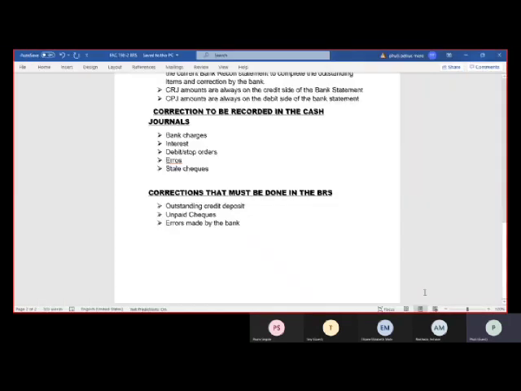You have corrections that must be done in the bank reconciliation statements, your standing credit deposit, your unpaid check, as well as the errors. The errors include what I've just mentioned now, okay? So unpaid checks, normally it will tell you check number so and so is still due for payment. So those are your unpaid check. All right. Obviously, they're going to be dealt with in the comparison when you look at your bank statement on the debit side.